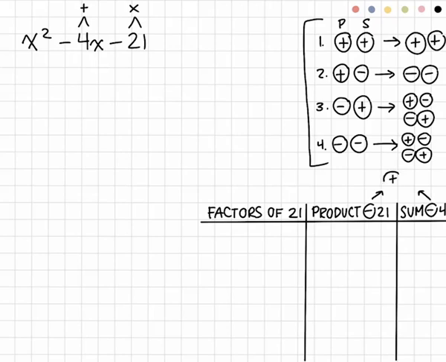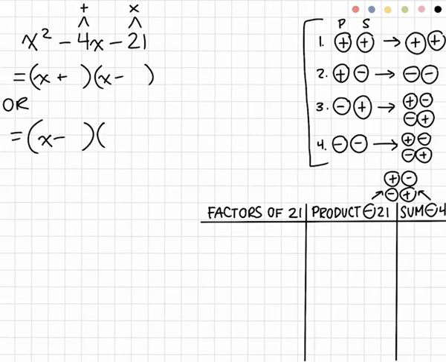Okay, so I'm going to need a combination of positive and negative numbers, or negative and positive numbers. So that means it's going to be either like this, x plus something, x minus something, or it's going to be x minus something, x plus something. So let's get started with our table. Factors of 21. Well, I always start with 1. 1, that's my positive number. I'm going to do times negative 21. That's going to give me negative 21. When I add that, that's going to give me negative 20.